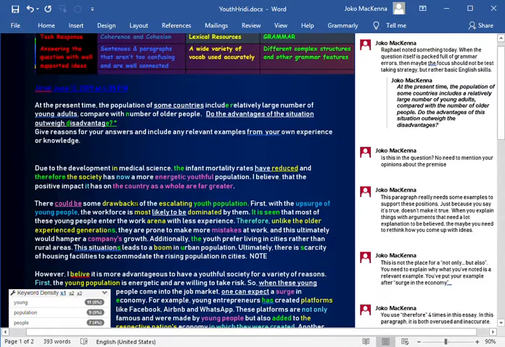There could be some drawbacks. Okay, well, good use of a modal verb. Okay, could, but in your topic sentence, you want to be stronger. How about there are? Some drawbacks exist. Escalating. Escalating proportion. The youth is not escalating, the youth population.